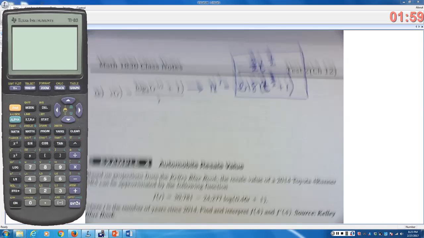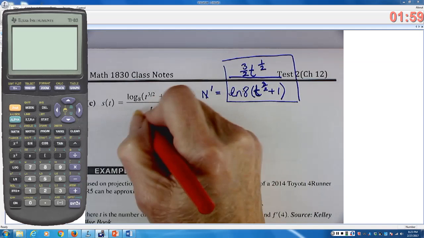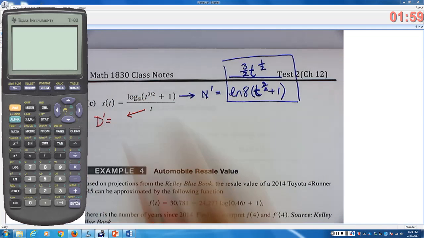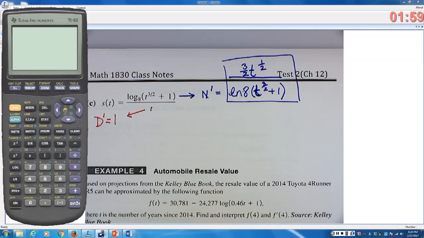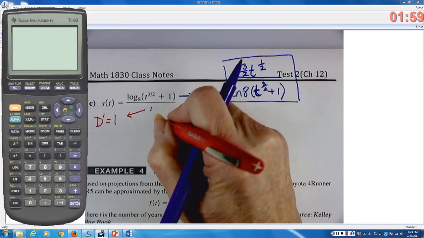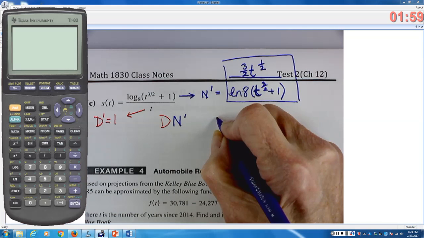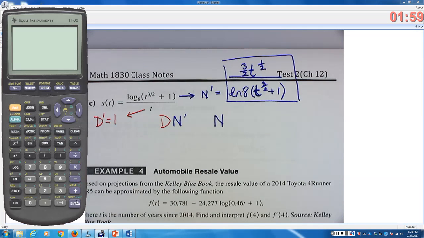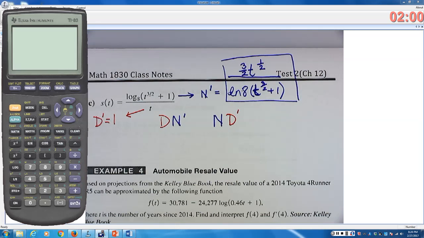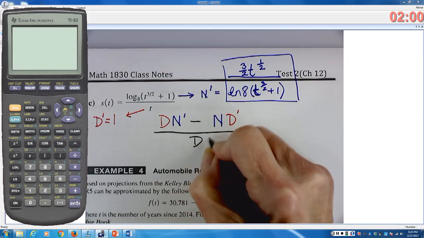Whoops, made it too high. There we go. And then your denominator derivative, thank goodness, is the derivative of just t, and that's just 1. So my derivative is going to be n prime times the denominator and n times d prime. And I'm going to subtract them and divide by d squared.